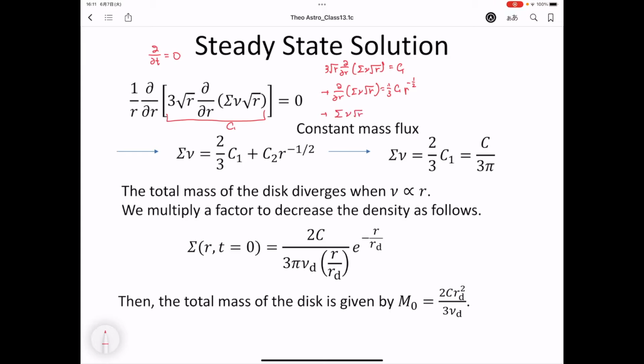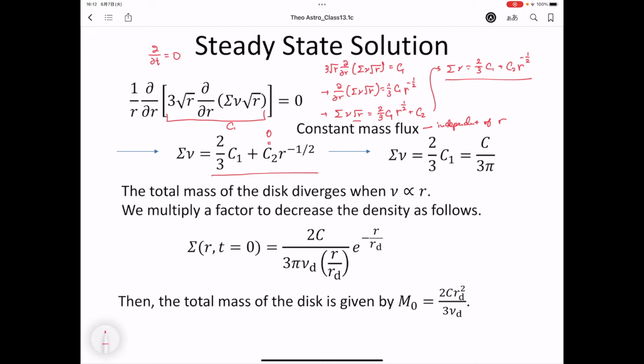Σ ν √r equals 2/3 c sub 1 r^(1/2) plus an integration constant c sub 2. Then dividing by √r on both sides, Σ ν is expressed as 2/3 c sub 1 plus c sub 2 r^(-1/2). So we consider the constant mass flux independent of the radius r. To satisfy this condition, c sub 2 needs to be 0. So Σ ν is expressed as 2/3 c sub 1.